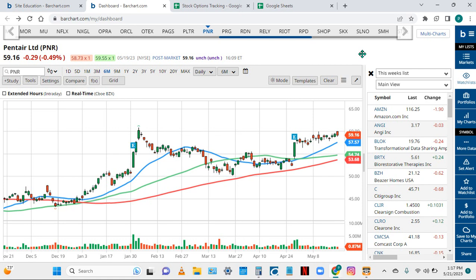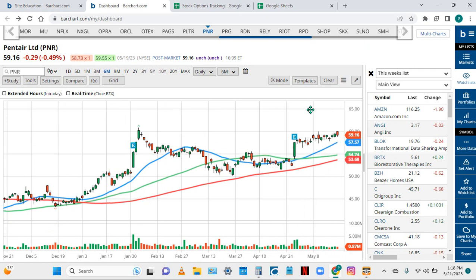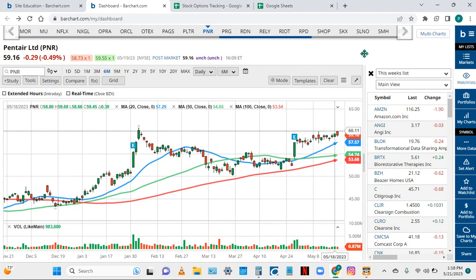Pentair is definitely on my list. It's a bigger, more established company. All the moving averages are starting to trend up. That looks like a positive long-term investment for the rest of the year. One caution would be this area where it sold off before, but this looks very strong. If it was going to sell off, it probably should have sold off by now. That's two to three weeks of price action.